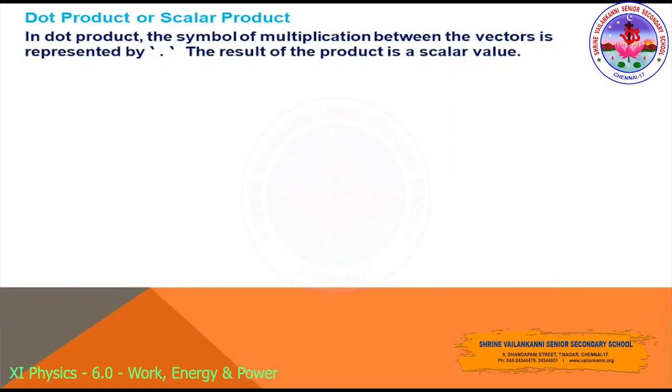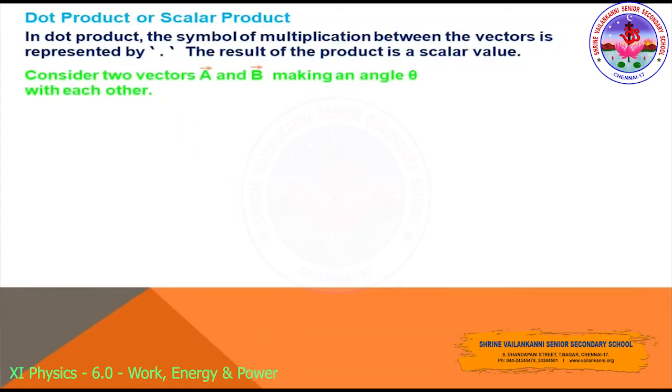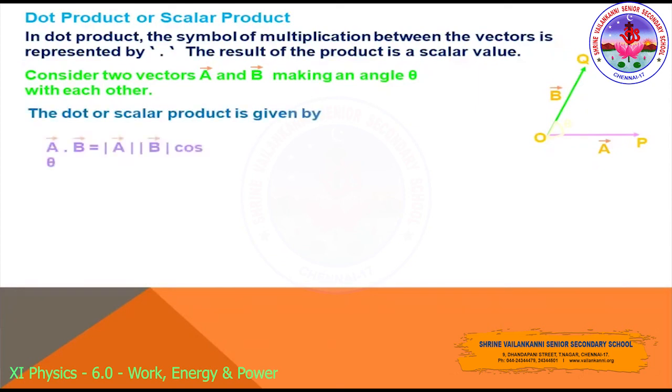See, the dot product, the symbol of multiplication between the vectors, is represented by the dot, and the result of the product is a scalar value, right? So if we consider two vectors A and B making an angle theta with each other, the dot or scalar product, given by A vector dot B vector, is equal to modulus of A vector, modulus of B vector, cos theta. Or we can say cos theta is equal to A vector dot B vector whole divided by modulus of A into modulus of B.